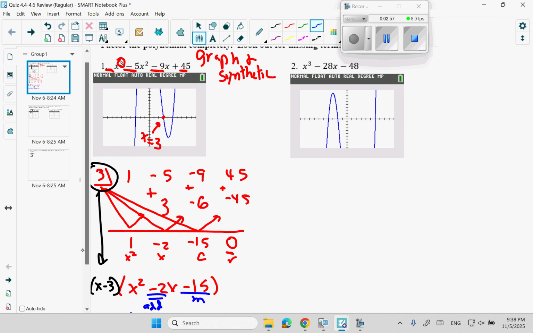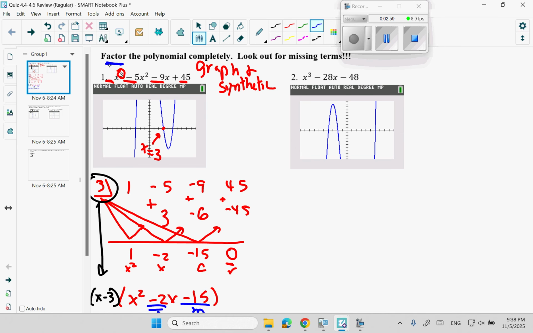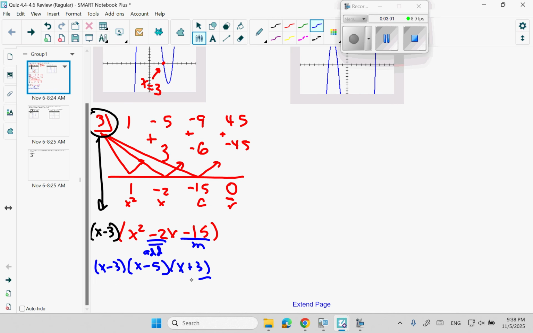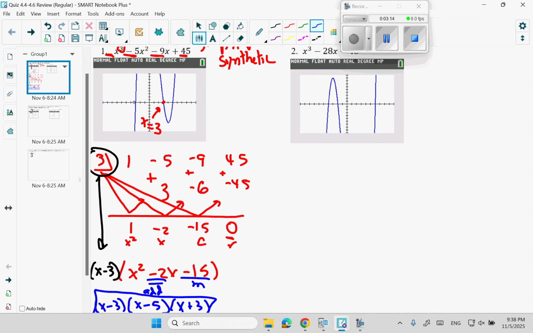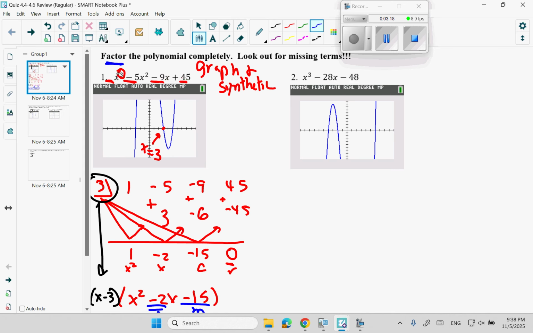Now, this problem does just say factor. It does not say solve. So I can actually stop right there. If I were to solve and set those equal to 0, I would get +3, +5, and -3. All of those are real solutions, and they're also all on my x-intercepts. And again, it makes sense because my degree was 3, so I should get 3 answers at the end anyway.